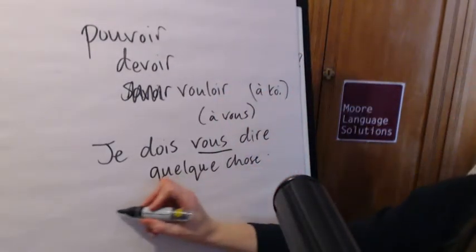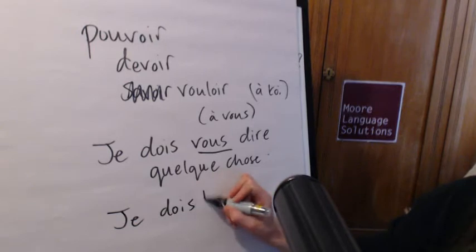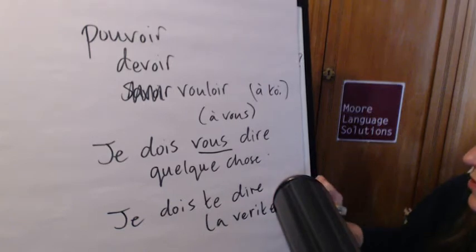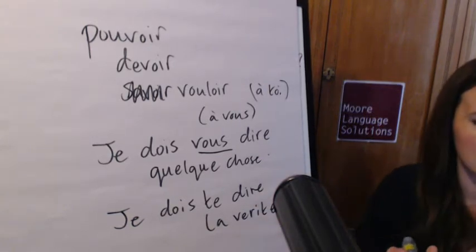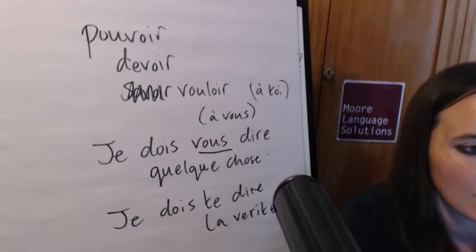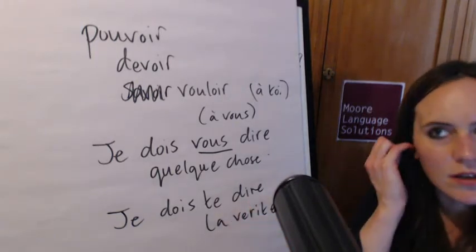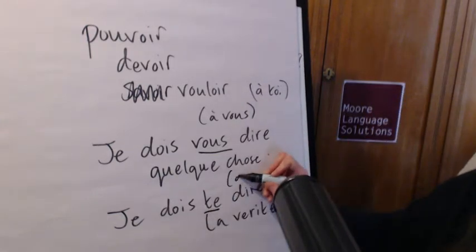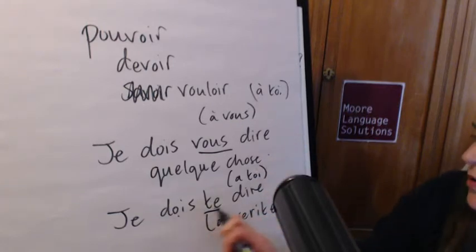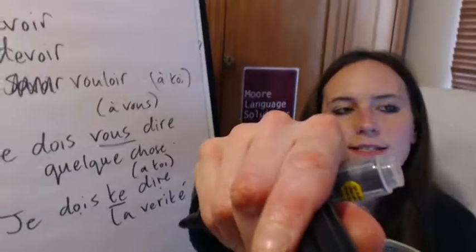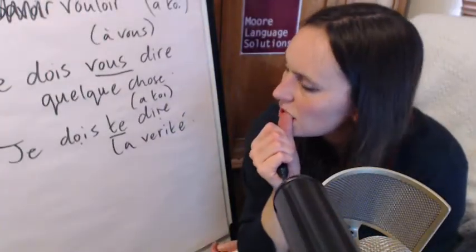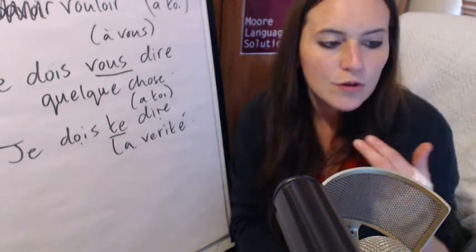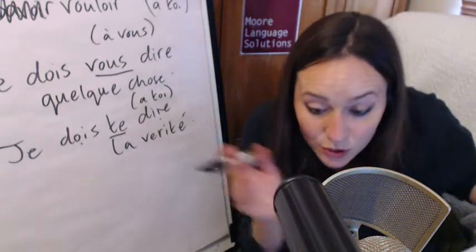Okay, so it could be je dois te dire la vérité, par exemple, the truth. I think vérité might have a second accent. Accent aigu là. So te means à toi, and that goes between the modal verb and the infinitive. So let's think of another one. Okay, let's use the verb vouloir. Je veux te montrer ma voiture, par exemple.